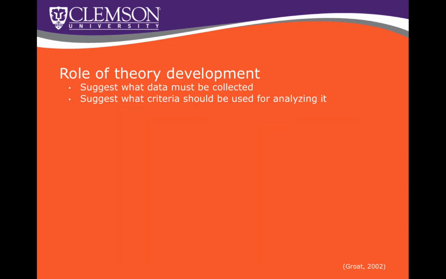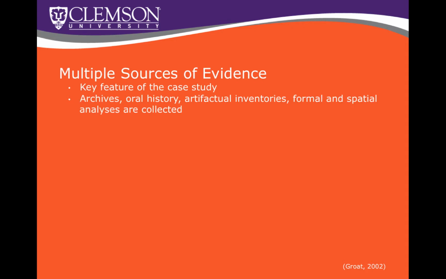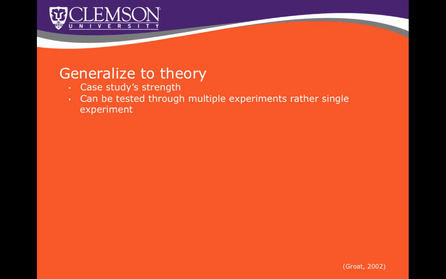And then the next characteristic, role of theory development. Here, case studies may suggest what data must be collected, and suggest what criteria should be used for analyzing it. And then multiple sources of evidence. This characteristic is a key feature of the case study. Archives, oral history, artifactual inventories, formal and spatial analysis are collected. And then the last characteristic, generalizing to theory, is probably one of the case study's strengths and can be tested through multiple experiments rather than a single experiment.